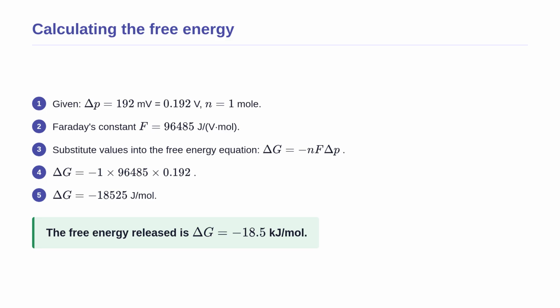We multiply -1 times 96,485 times 0.192. This gives us negative 18,525 joules per mole. Converting to kilojoules, our final answer is approximately negative 18.5 kilojoules per mole. Physically, this tells us that 18.5 kilojoules of energy are made available every time a mole of protons flows back into the matrix. This is the exact energy harnessed by the ATP synthase turbine.